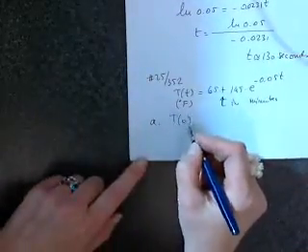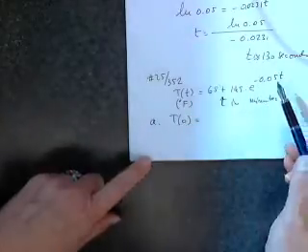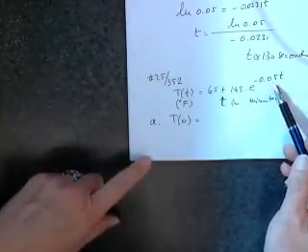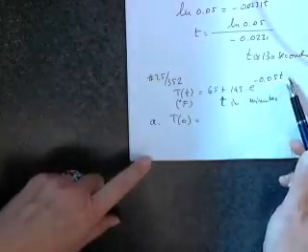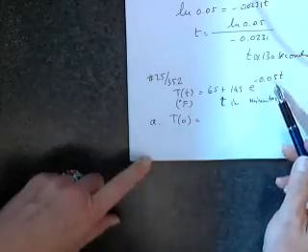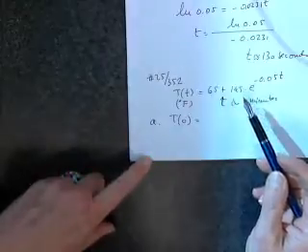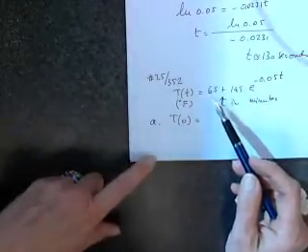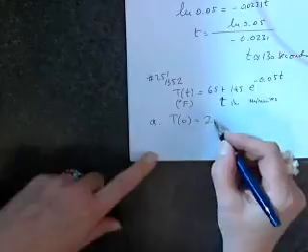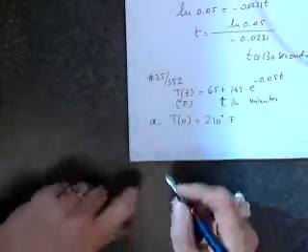Plug in t equals 0. Very good. So let's do this together. Negative 0.05 times 0 is 0. e to 0 is 1. 1 times 145 is 145. 145 plus 65 is 210. Very good.